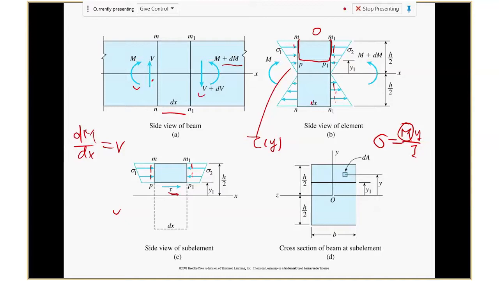Now let's use this block and write the equation of equilibrium. To do that, we have to calculate the forces.